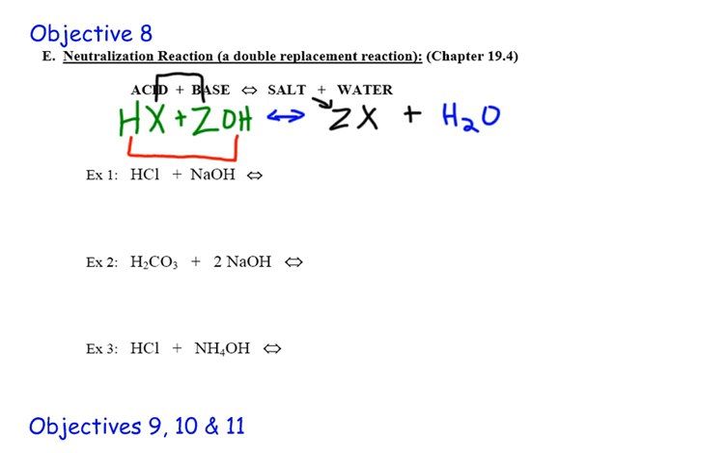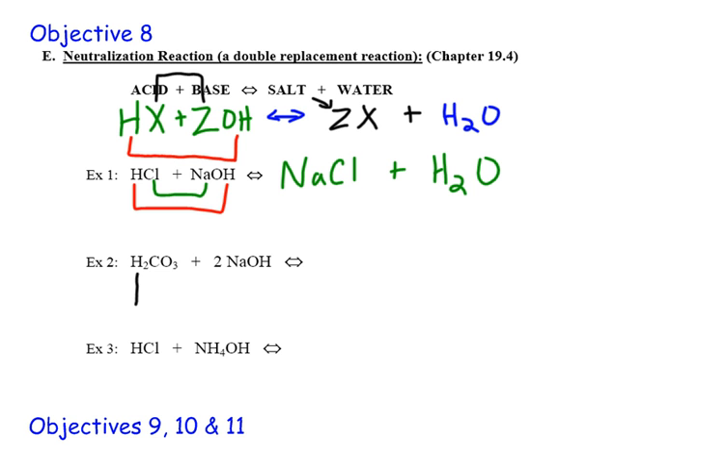So if we have our first example here, we have hydrochloric acid and sodium hydroxide. And what we can see here is the H and the OH are going to link up together, and the sodium and the chloride are going to link up together. Always make sure you're putting the cation first, NaCl, and the other product, of course, is going to be water. Let's take a look at example number 2. Here we have carbonic acid reacting with sodium hydroxide.